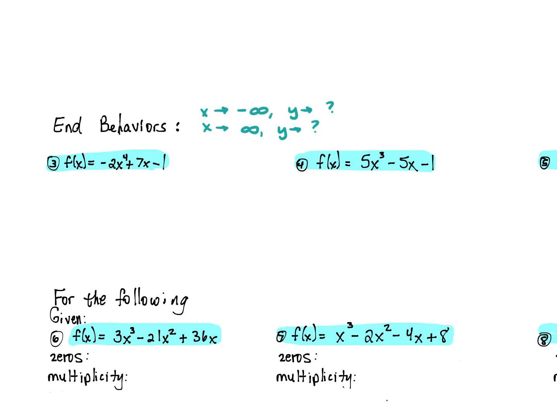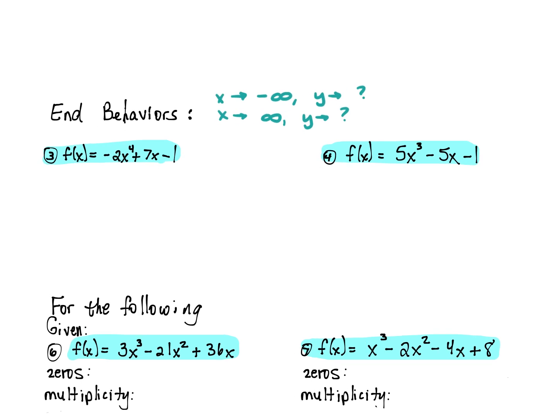So looking at number 3, you have f of x is equal to negative 2x to the 4th power plus 7x minus 1. It's in standard form. The power on that is even. It's 4, so it's going to be a parabola. Your a, however, is negative, so this parabola opens down. So these are both going down, so y is both going to negative infinity. So when you give your answer, your x is going to negative infinity as your y goes to negative infinity, and your x goes to positive infinity as your y goes to negative infinity.